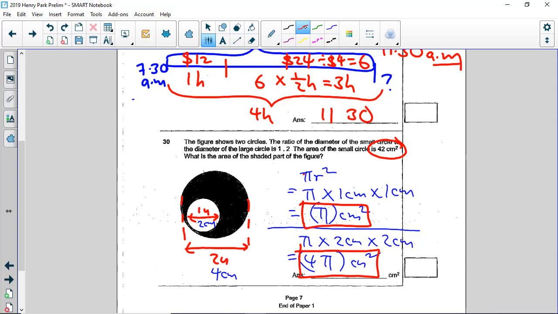What does it tell you? It tells you that the big circle is 4 times the area of the small circle. So if the small circle is 42 centimeters square, then the big circle must be 4 times. So times 4, and your answer will be 168 centimeters square. Do you understand? That is the method. Give a simple example.